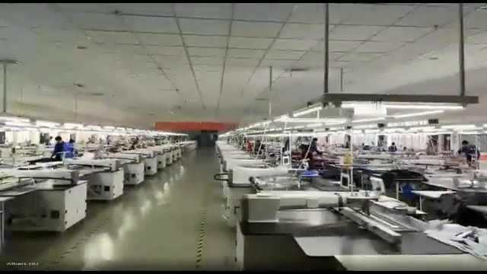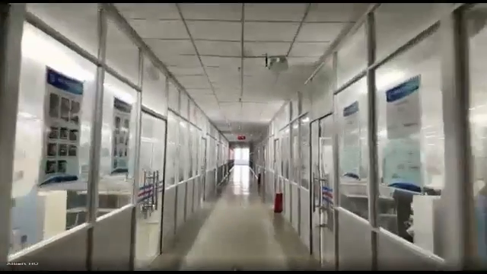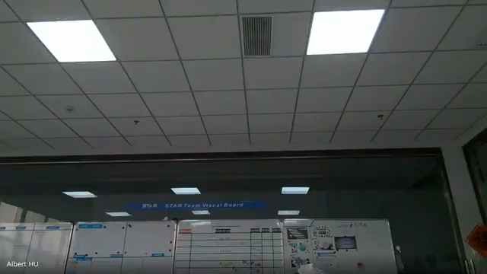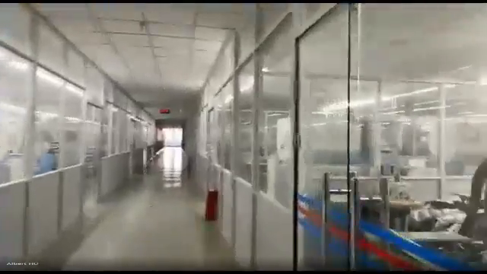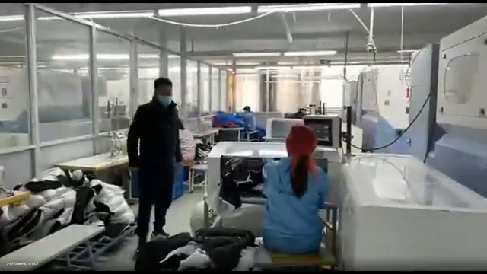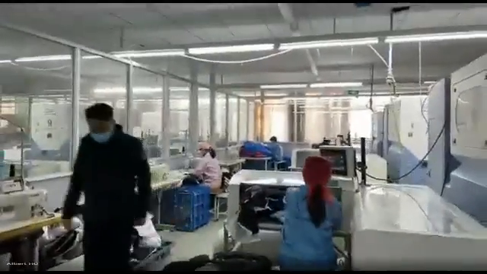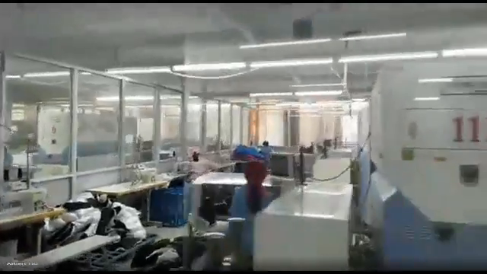Matching with the quilting capacity, here is the automatic down filling workshop. There are totally 40 automatic down-filling machines operated by nearly 200 workers. Okay, let's keep moving.